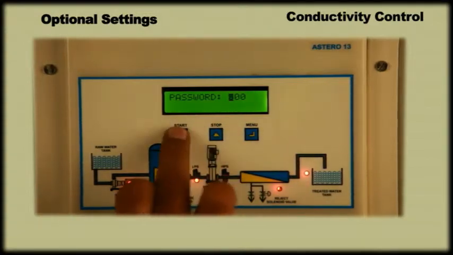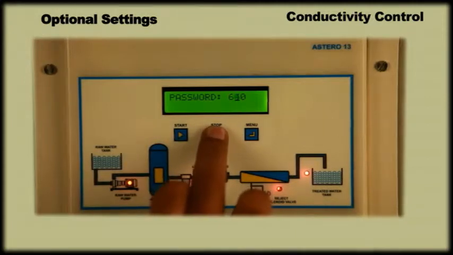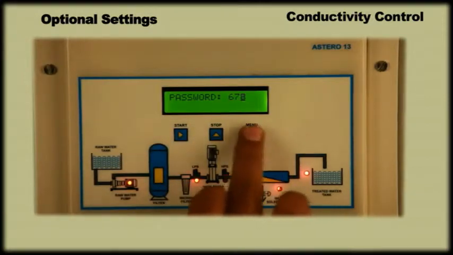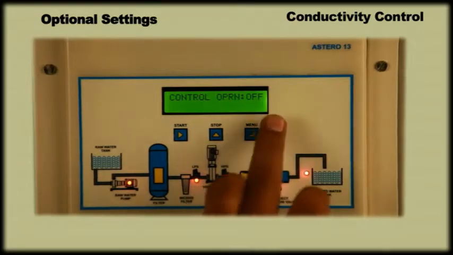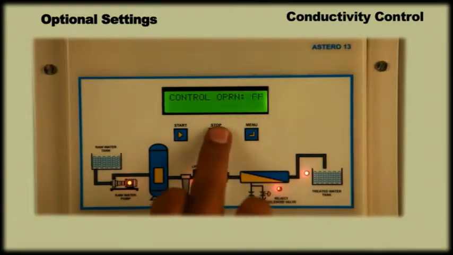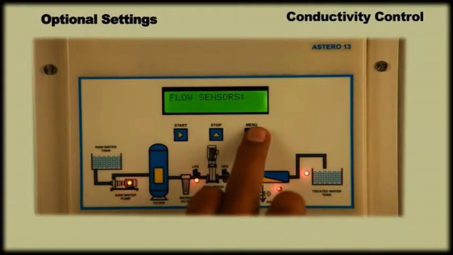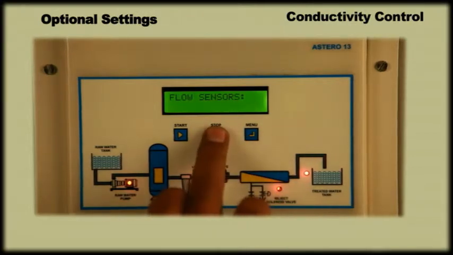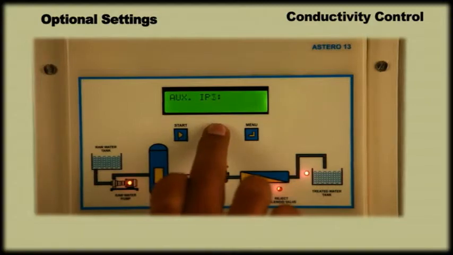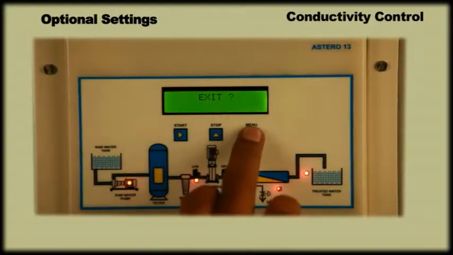Enter password 678 and press menu. Display will show HP flushing off. Keep pressing the menu key until the display shows control operation off. To switch it on, press stop key and press menu to enter. Again, keep pressing stop button until the display shows exit and press menu.